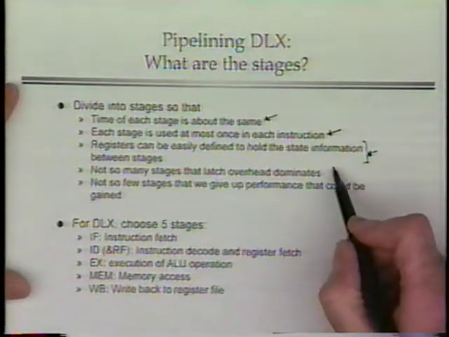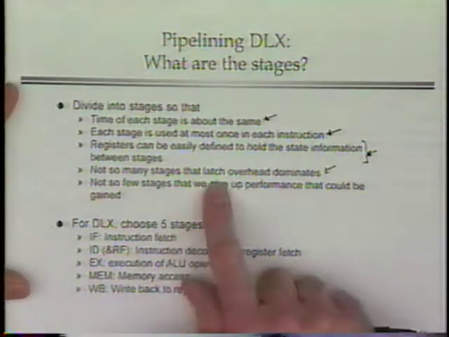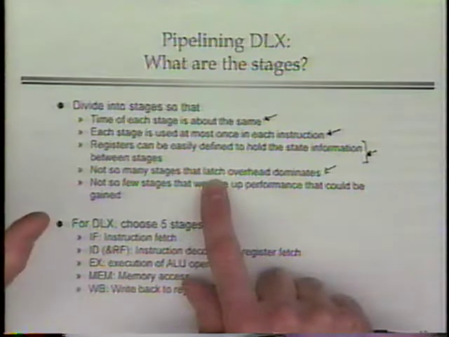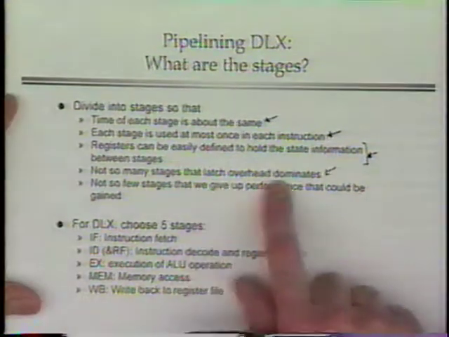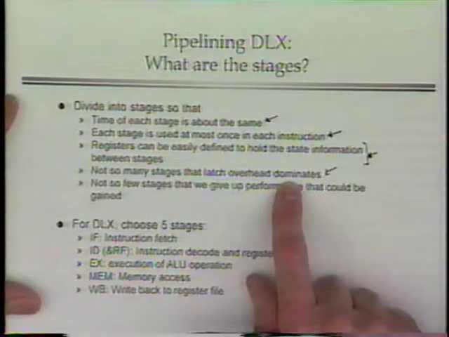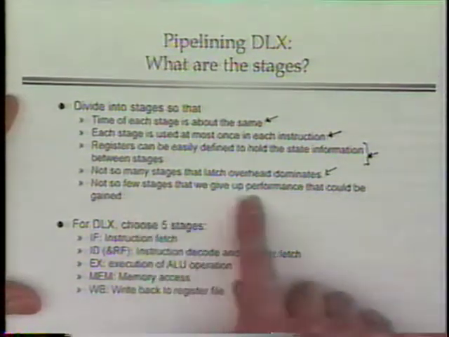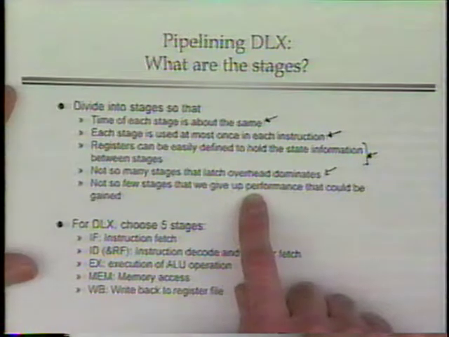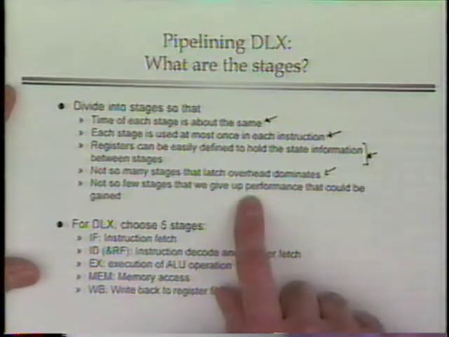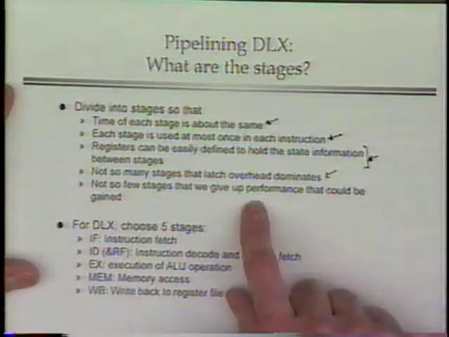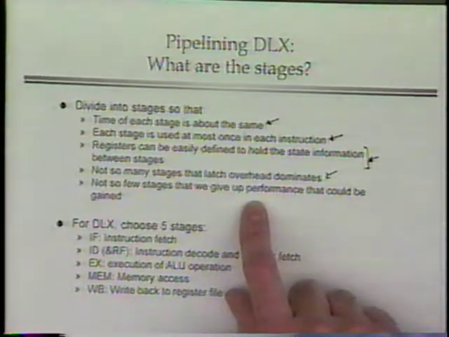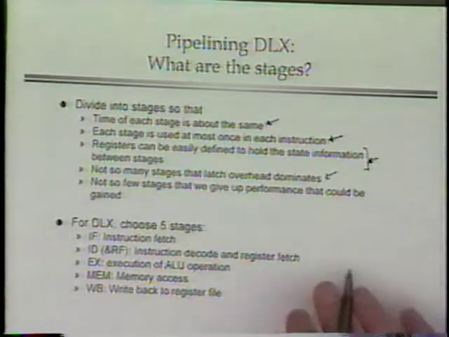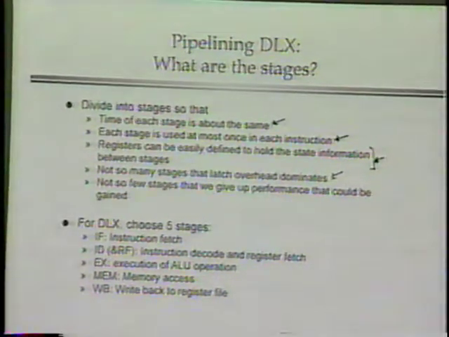And then you don't want too many or too few. You don't want so many stages that the time in the combinatorial logic is extremely short compared to the latch overhead, because then you're dominated by latch overhead. And you don't want so few stages that you don't get the performance benefit that you're hoping to get from pipelining, especially after you consider the fact that you're going to lose some cycles when instructions stall. So this is a bit of an art, and there's no scientific way to do it, but there are guidelines.